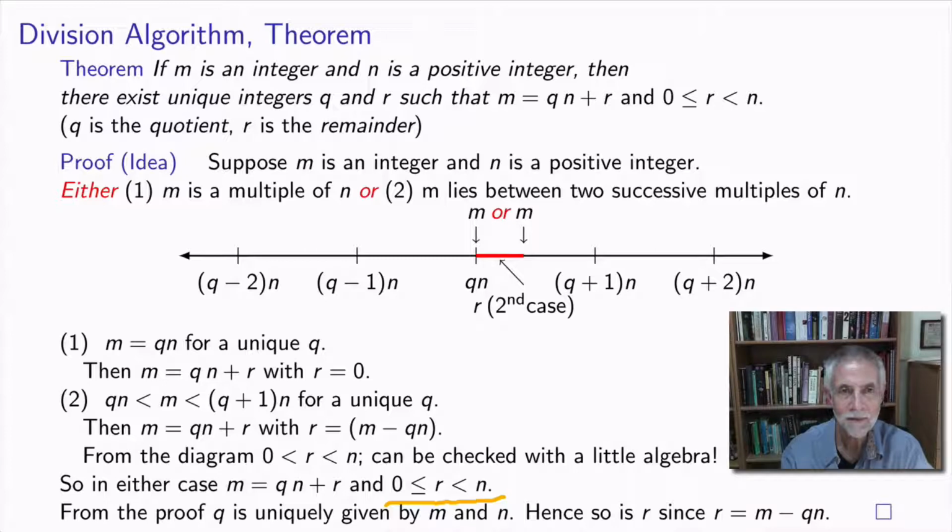One last comment about the statement of the theorem. We assumed that n was a positive integer. There is a version of the theorem which is very similar in case n is negative, but it's not particularly interesting, so we won't bother doing that here. And also I should note that if n is 0, then nothing very interesting happens because we cannot divide an integer by 0.